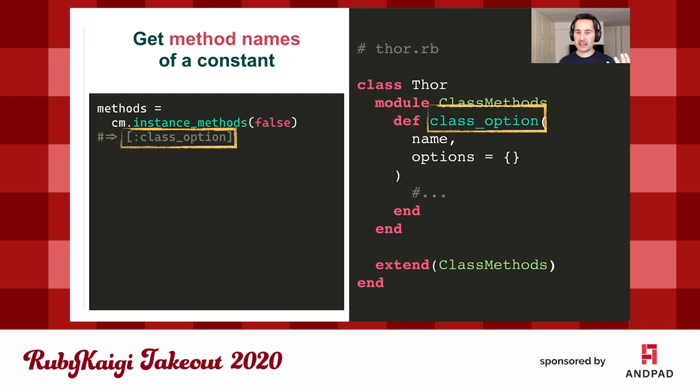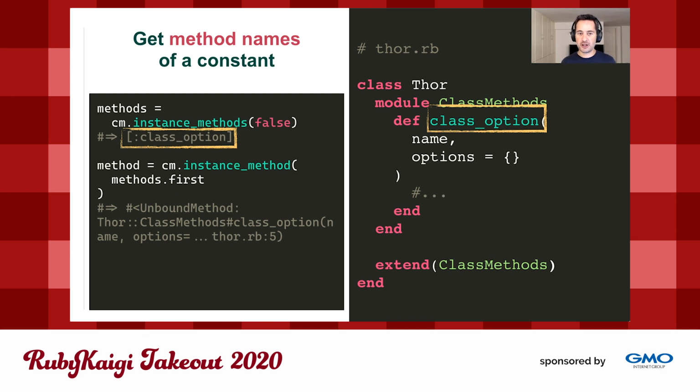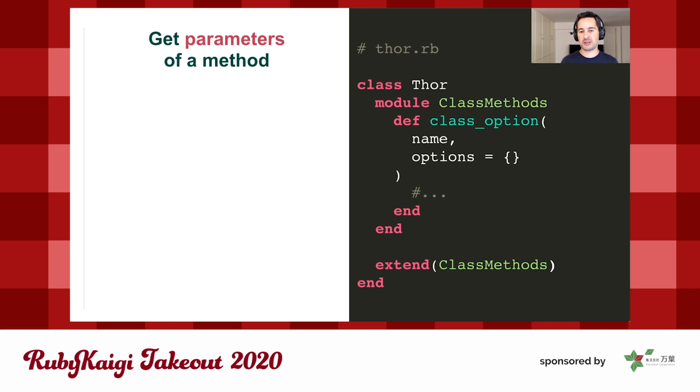Let's see if we can, again, get an instance of that method too. And well, we actually can, because everything in Ruby is an object. So we can call cm.instance_method and give it the name of the instance method that we want an object for, a reference for. And in this case, we're giving it class_option, and that returns an unbound method that represents the class_option method in the Thor ClassMethods module. Okay, so now we have an object that represents the class_option method.